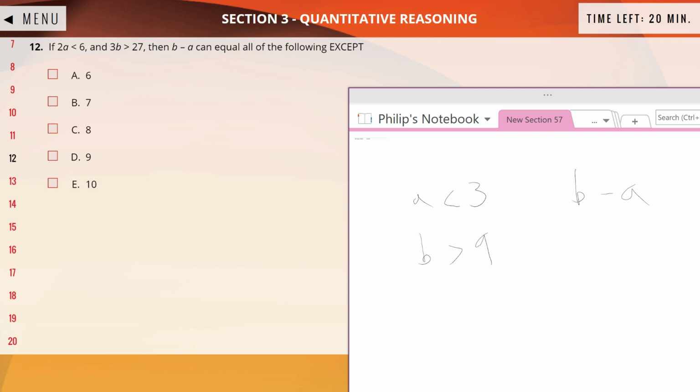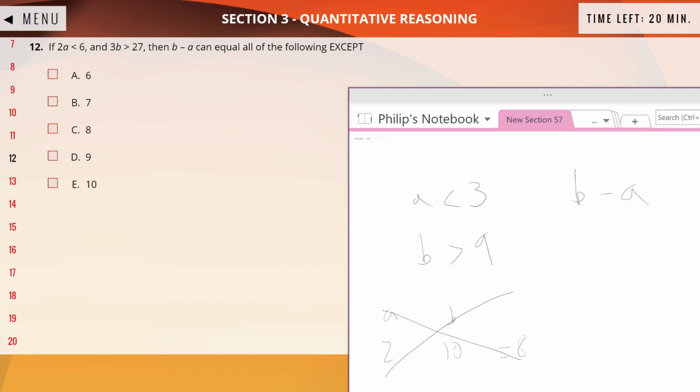Because look, if I make that mistake, if I say that a is 2 and b is 10, watch what happens. B minus A is 8. And so people go, oh, it could be 8 or 7 or 6. And then they pick those answers and they get it wrong. So don't make that mistake. A is less than 3 and B is greater than 9. Pick the borderline values. It's really important. Don't pick the one integer below because they never said A had to be an integer.